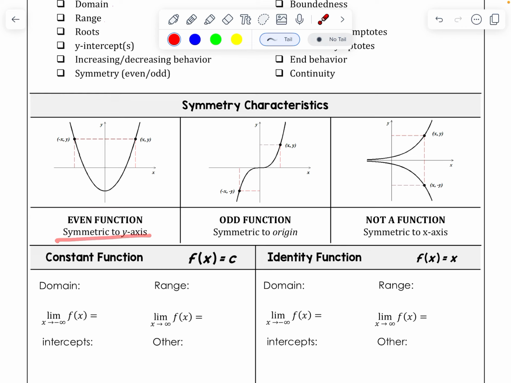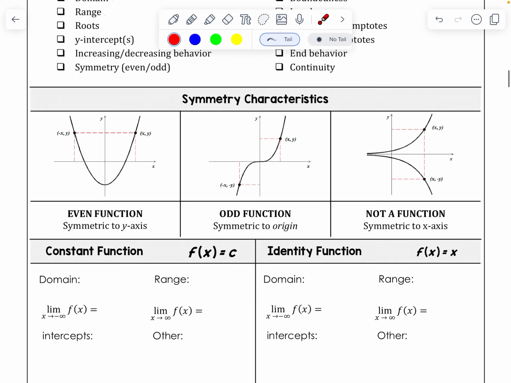So remember that test for even or odd functions, you plug in negative x. Things that are even are symmetrical about this y-axis. So we can see that it will spin this way and it'll be the same. Things that are odd are symmetrical to the origin. So we can see that it will spin around this origin and at about 180 degrees, it will come back to itself. And then things that are not a function can be symmetric to the x-axis.